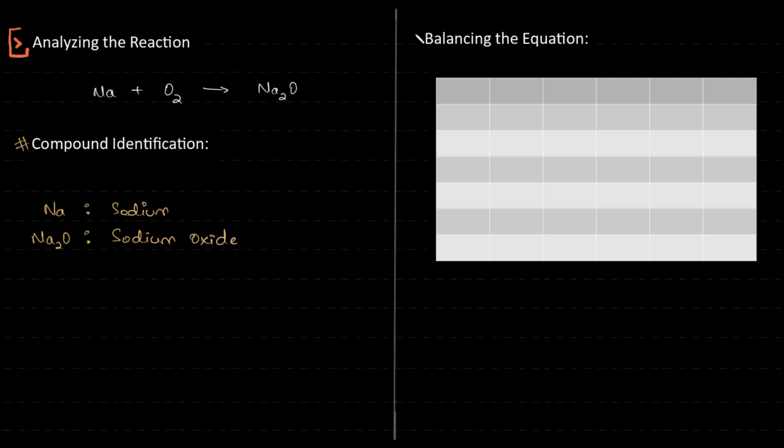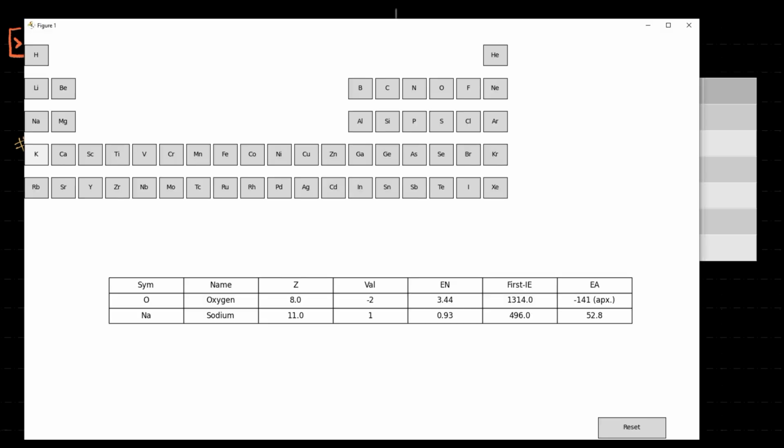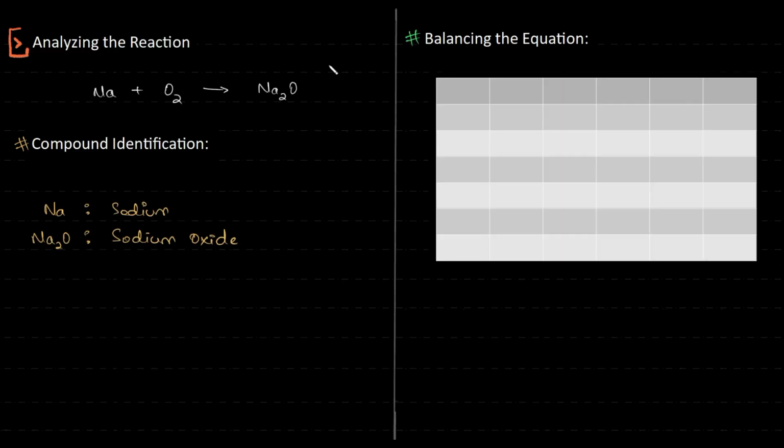So do you think it's exothermic? Look at the table. Sodium is on the leftmost column and oxygen is over here. So we have sodium, oxygen. We are basically writing the reactants and the product, and all the atoms that are involved in the reaction, we are writing in the first column.